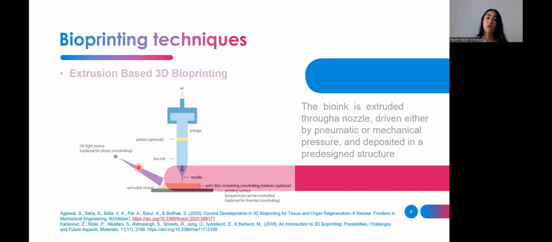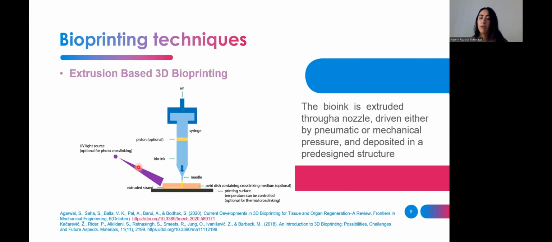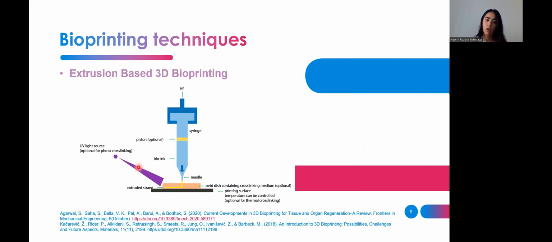This is followed by extrusion-based 3D bioprinting. The bioink is extruded through a nozzle driven either by pneumatic or mechanical pressure and deposited in a pre-designed structure. It has the ability to print very high cell densities, which is very beneficial. But unfortunately, the cell structure may be distorted due to the high shear stresses induced during printing, and it also has limited resolution.